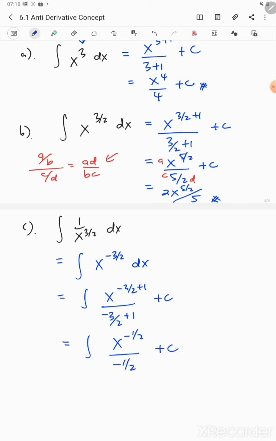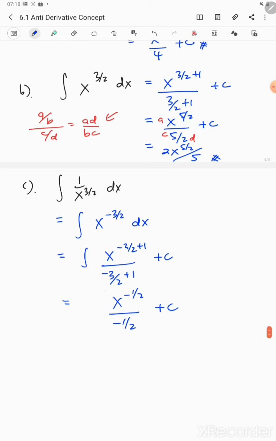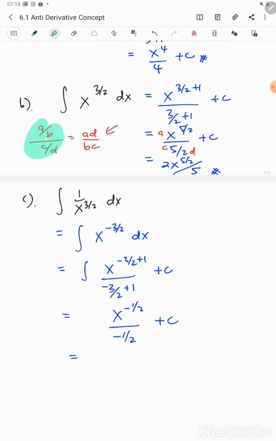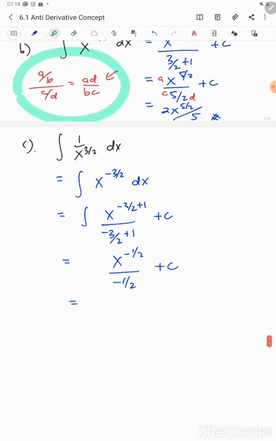Simplify this. Oops, sorry, no integral sign. Remember the formula here, this is very important, you have to remember this formula. So now, no b, right? So we have 2x to the power of negative 1 over 2 divided by c, negative 1, plus c. Simplify this. You have to bring the negative power down. So the answer is negative 2 over x to the power of 1 over 2 plus c. This is the answer.